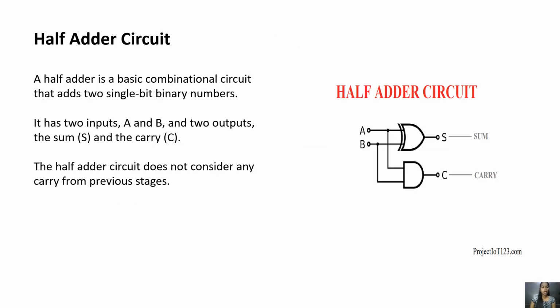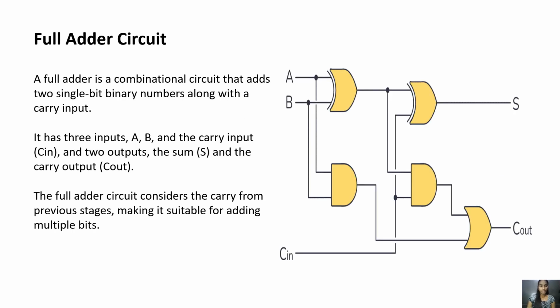Half-adder circuit. A half-adder circuit is a basic combinational circuit that adds two single-bit binary numbers. It has two inputs, A and B, and two outputs, the sum and the carry. The half-adder circuit does not consider any carry from the previous stages.